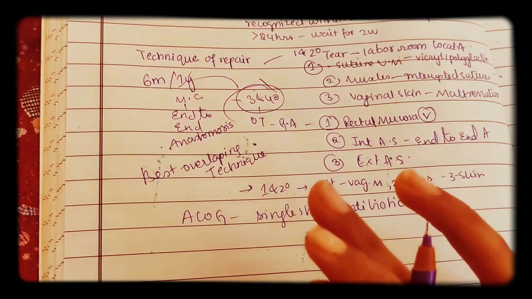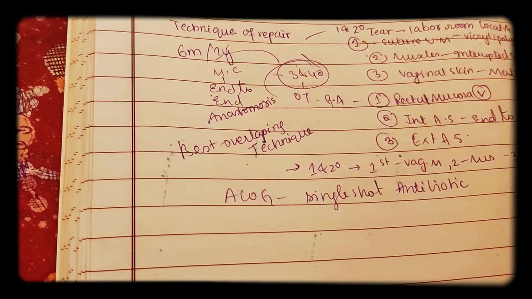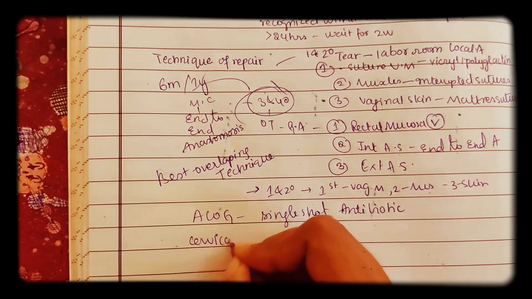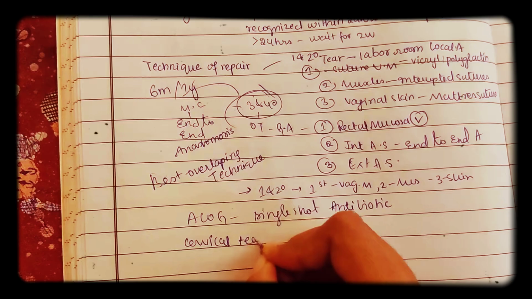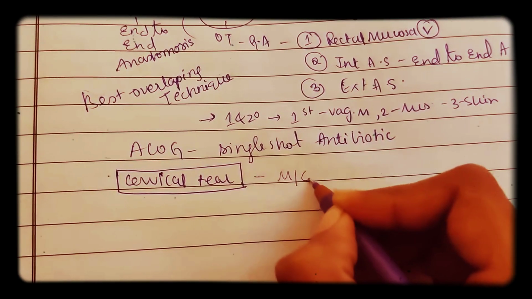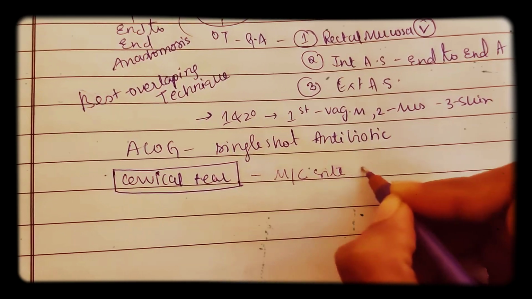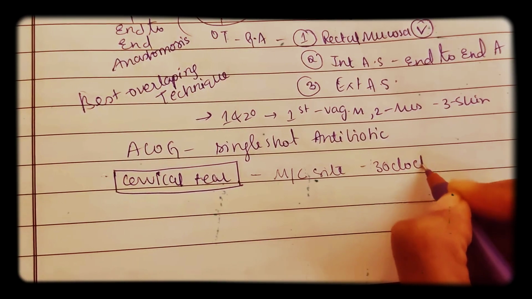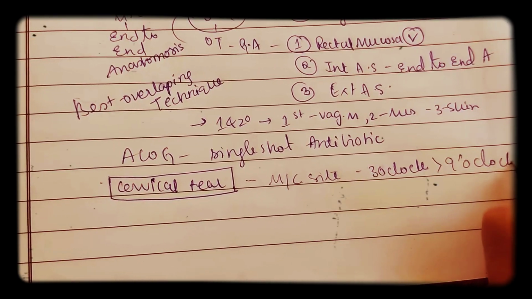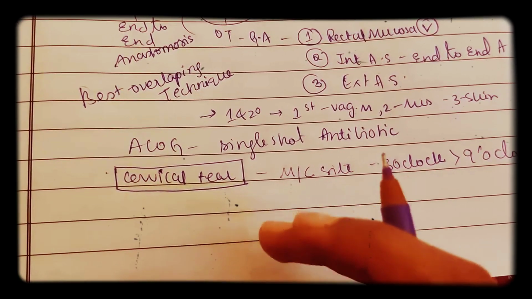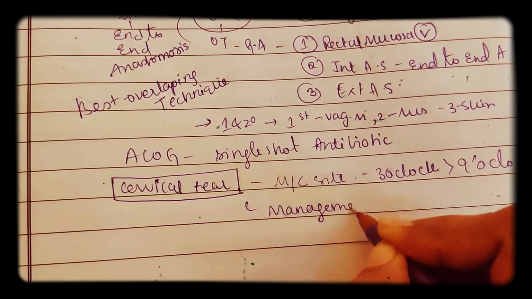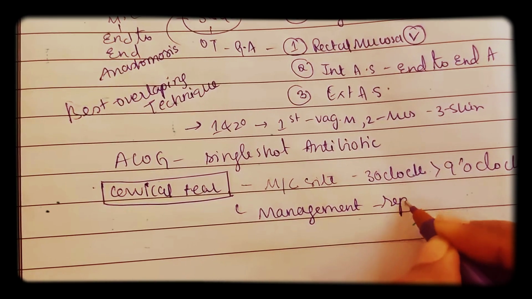Now let us discuss in detail the cervical tear. For the cervical tear, the most common site is the 3 o'clock position, greater than the 9 o'clock position. Okay, this is the most common site for cervical tear. And coming to the management, repair the tear, that's it.